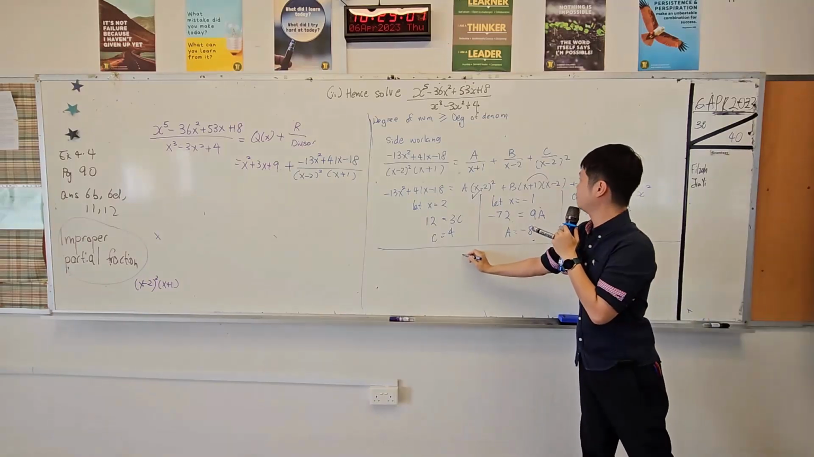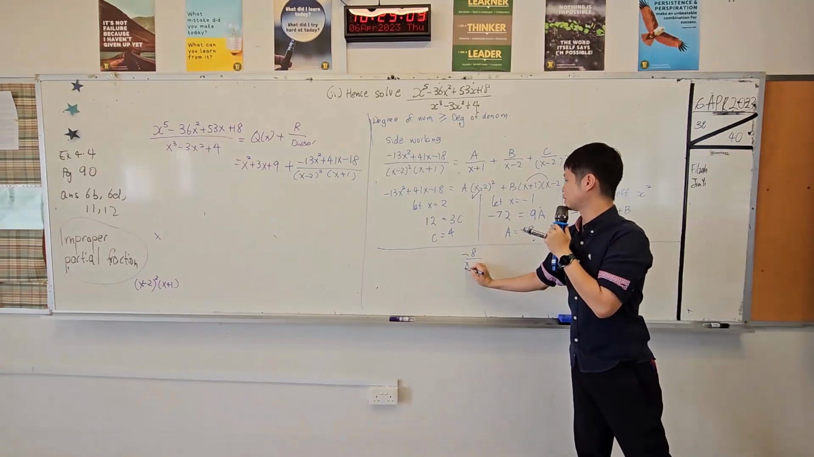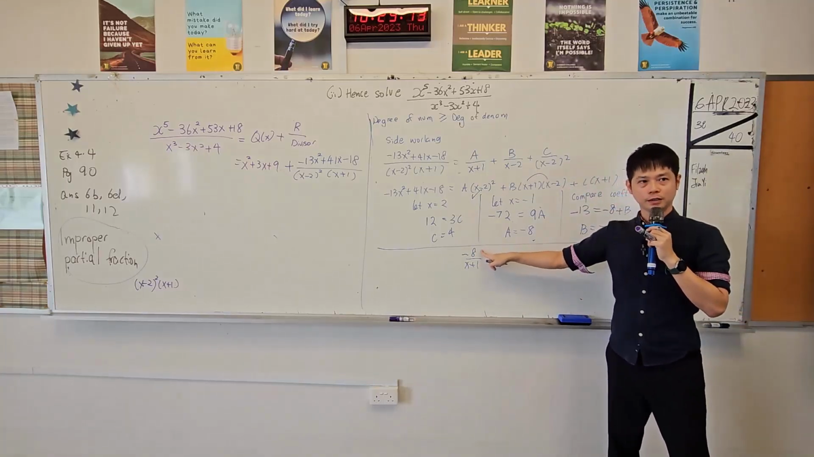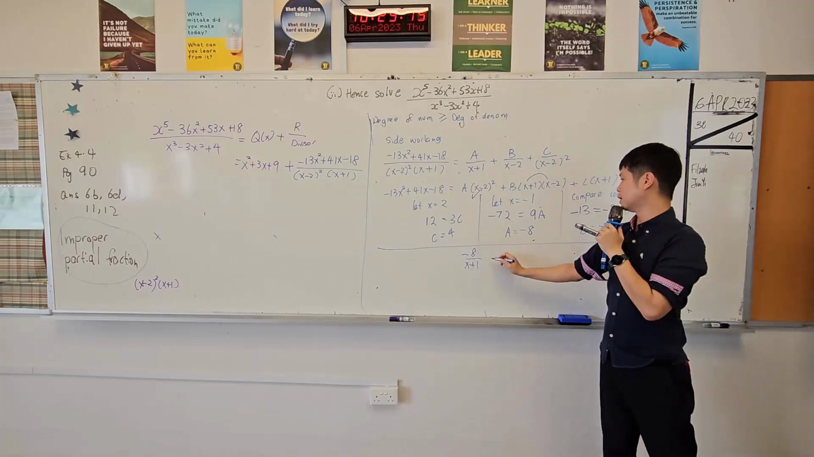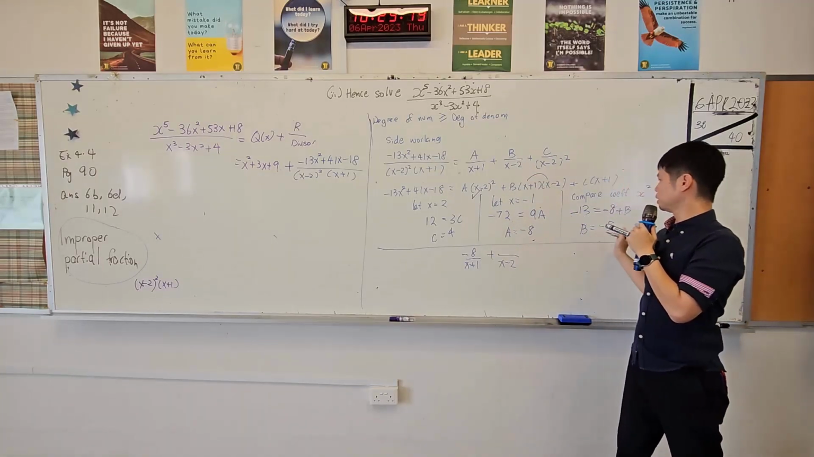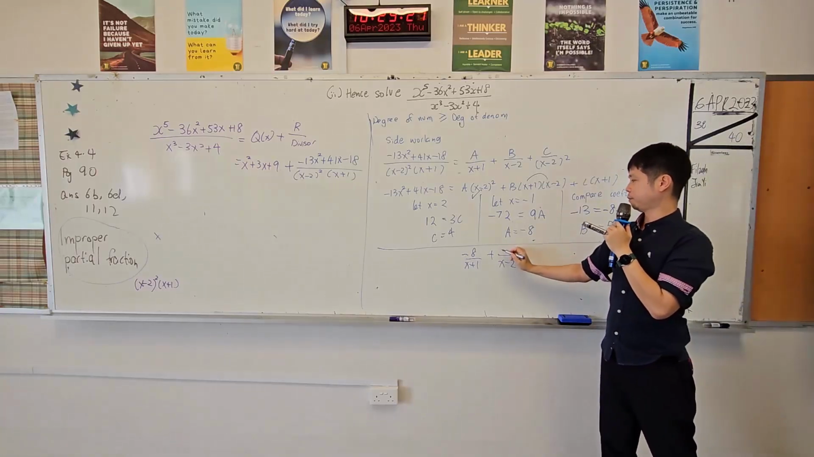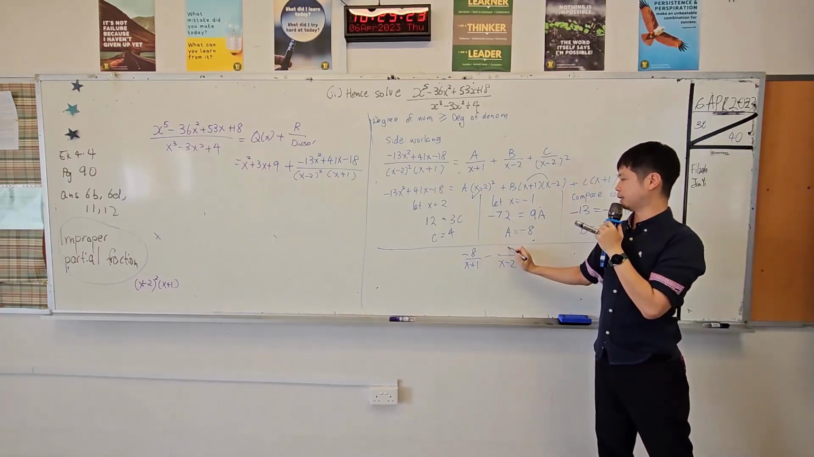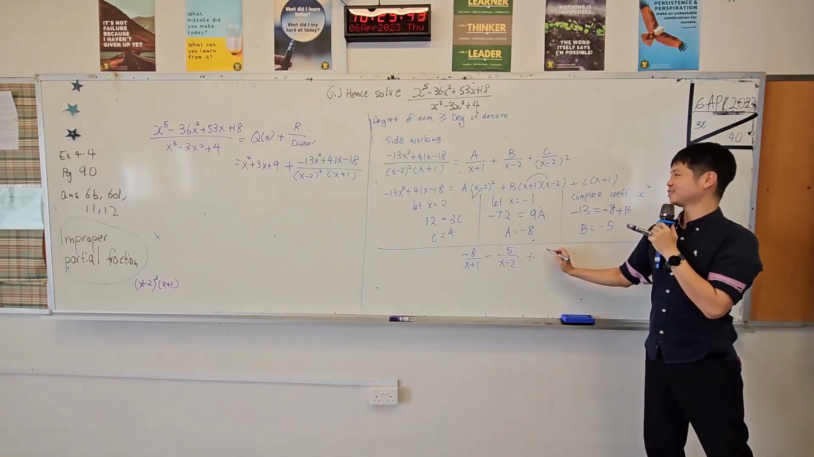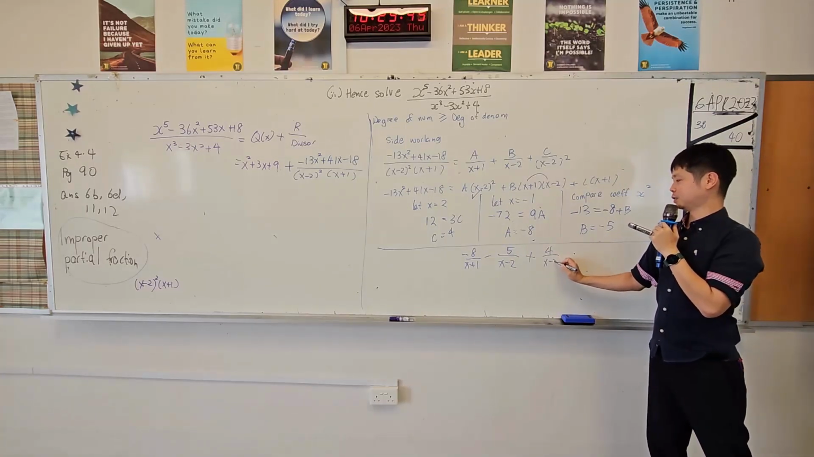We should have negative 8 over x plus 1. Now the order does not matter as long as for x plus 1, the numerator is negative 8. Then for x minus 2, the numerator should be negative 5. So some of you will put the negative here and then the 5 here. It looks nicer. And finally, plus 4 over (x minus 2) squared.